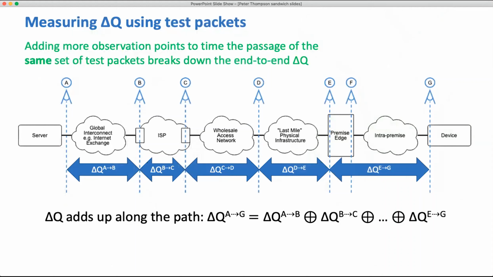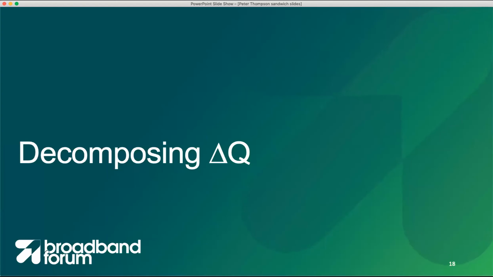We can do this all the way across a whole chain of segments, potentially just using the same set of test packets that we observe in different places. And then the delta Q end to end is literally composed of the sum of the delta Qs along the path. So that's how we can measure it.